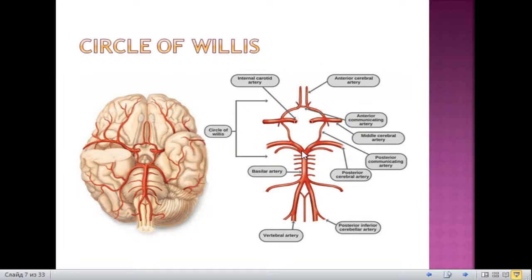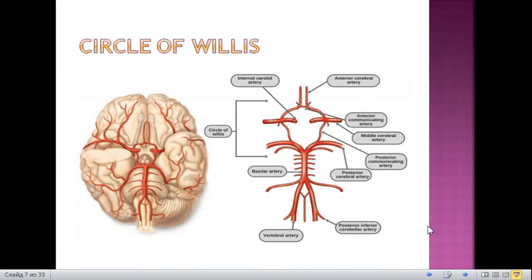And the last important moment here about the Willis circle is a mistake which students make almost every time, every year and every exam. Students relate the middle cerebral artery to the Willis circle. Don't do this. The middle cerebral artery is not a part of the Willis circle.